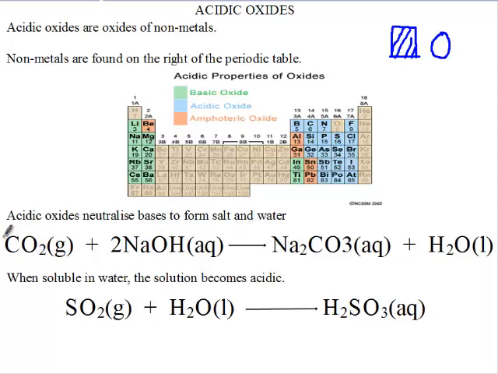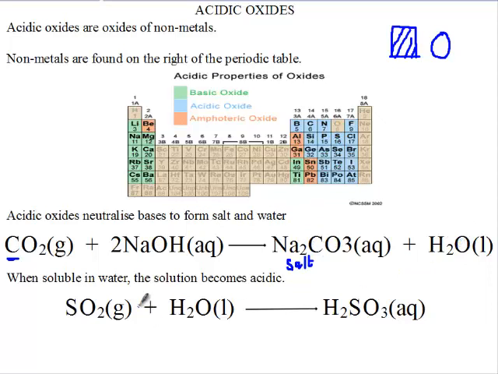So in this case, we have carbon dioxide. Carbon is a non-metal. Since it is a non-metal, that means it is an acidic oxide. It combines with sodium hydroxide, which is a base. After combining with sodium hydroxide, we're going to get sodium carbonate, which is a salt, and then we get water here. So carbon dioxide combines with sodium hydroxide to give us sodium carbonate and water.